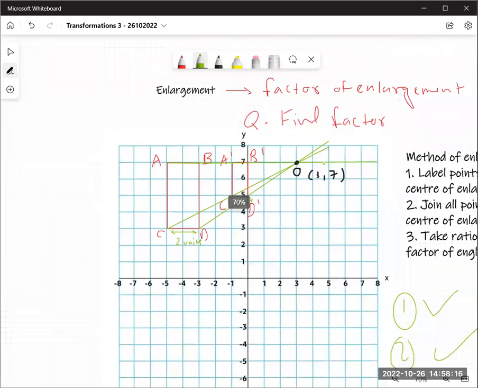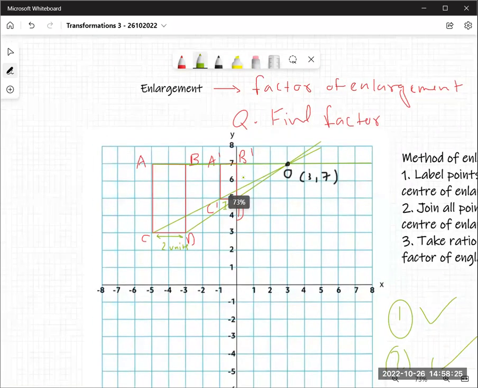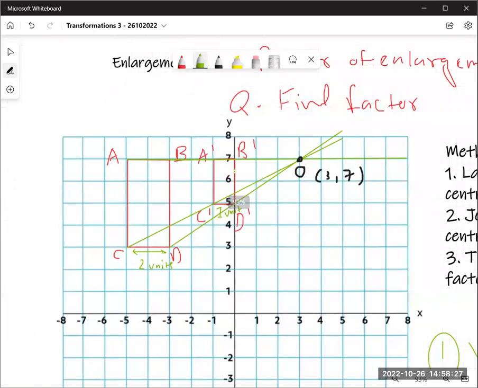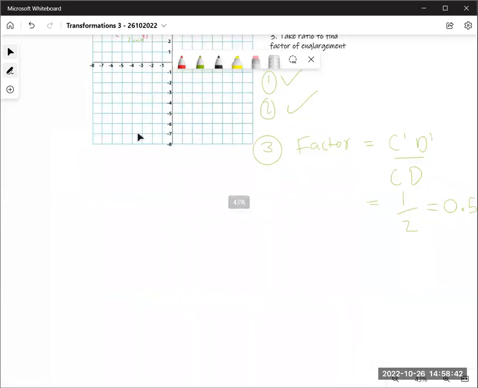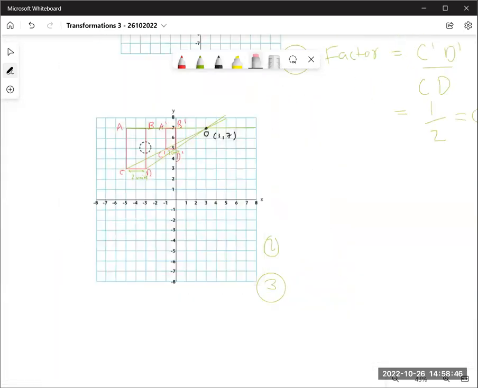Now look, you can find the factors easily, but the big point is, where is the shape going to be? That is also important. Because I can have this shape with the same exact factor anywhere. I can have it here. The factor will not change, but the center of enlargement will change. So we'll have a different center of enlargement over here. Let's try another example. Now I want you to do this on your own. We have 2 questions.